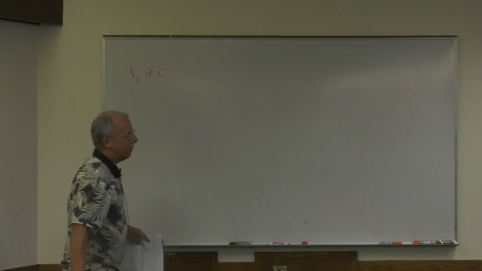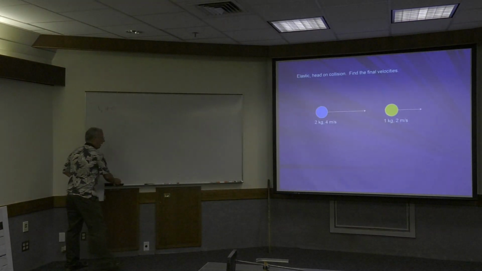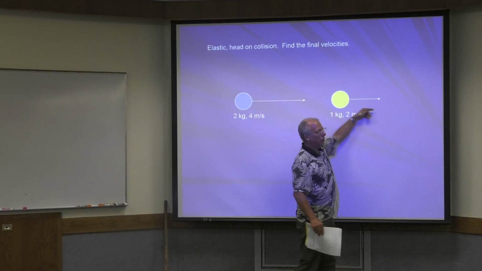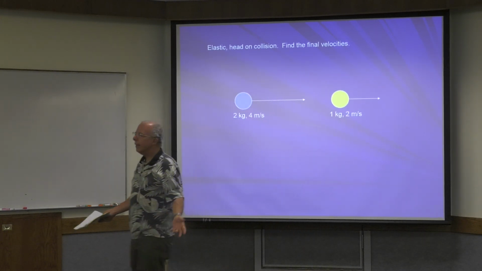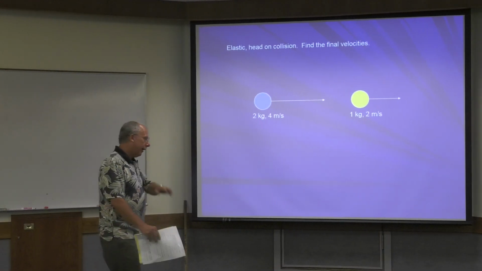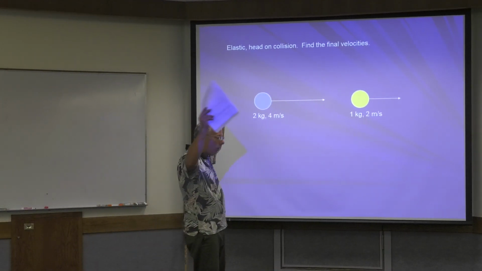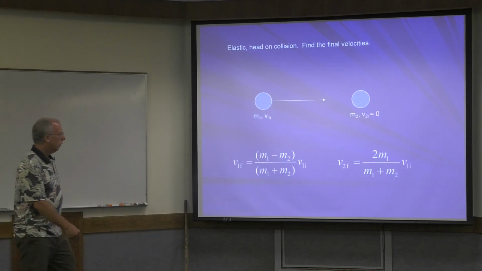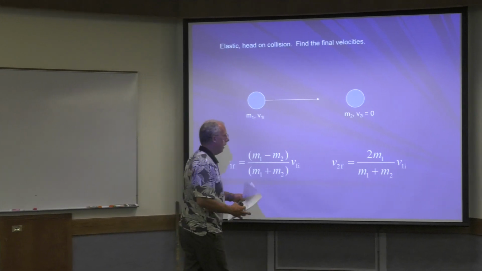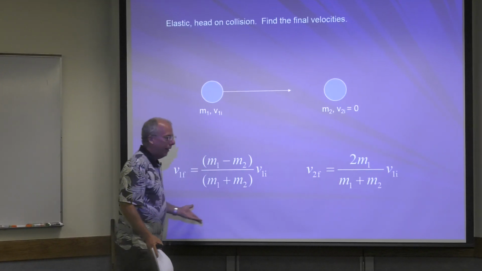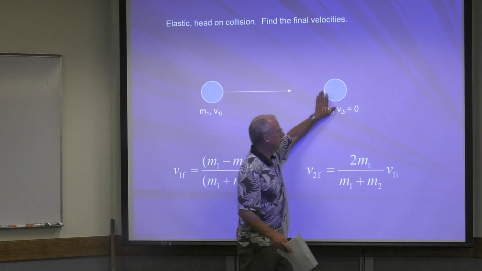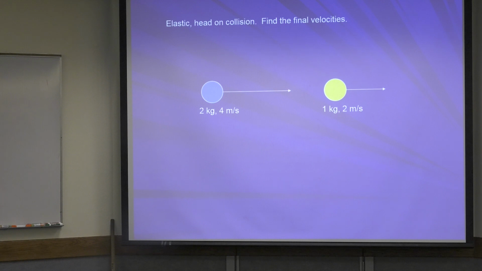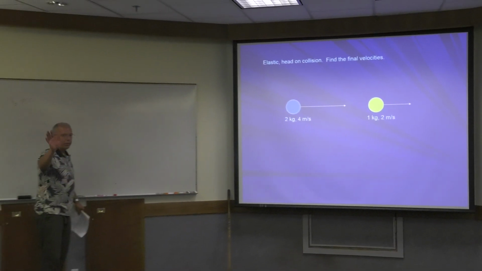So here's a concrete example. Let's say we have this guy moving at 4 meters per second, and this one moving at 2 meters per second. But I don't want to use momentum conservation and kinetic energy conservation to get new formulas. It's too much work. I want to use these formulas because they're nice. But again, these require this to be at rest. But I want to use those formulas for that. Well, how can I do that? Pause your video and think about it.